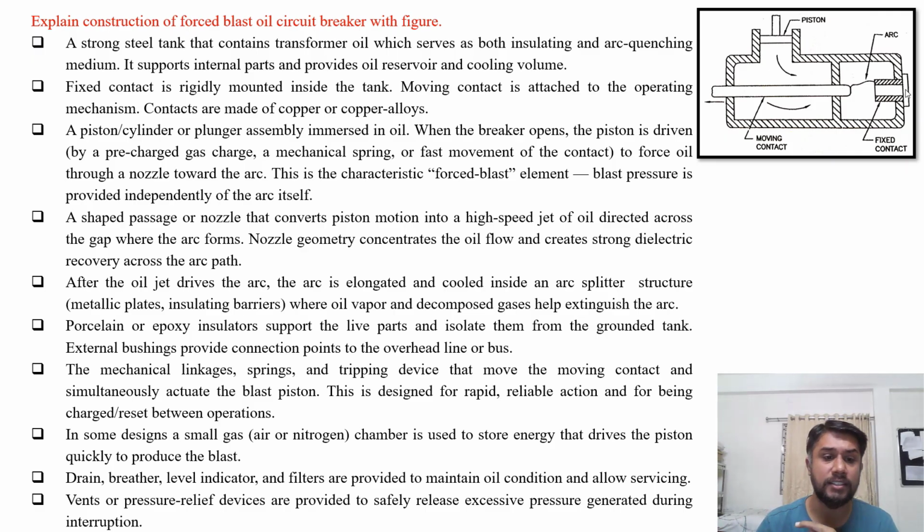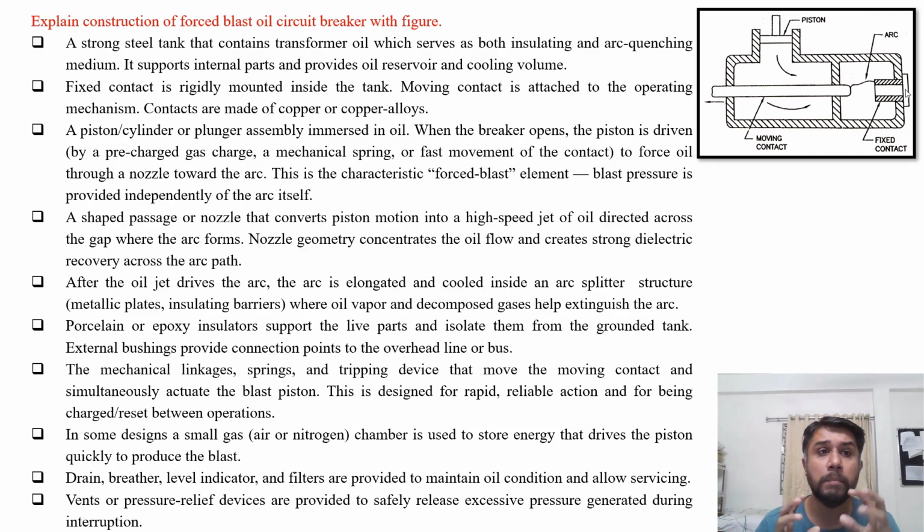In some designs, a small gas chamber, either of air or of nitrogen, is used to store energy that drives the piston quickly to produce the blast. Drain, breather, level indicator and filters are also provided to maintain the oil condition and allow servicing. Vents or pressure relief devices are provided to safely release the excessive pressure generated during interruptions.